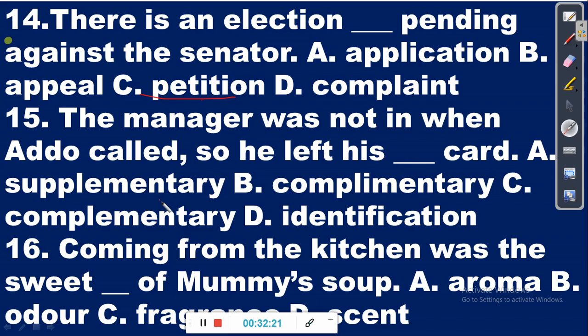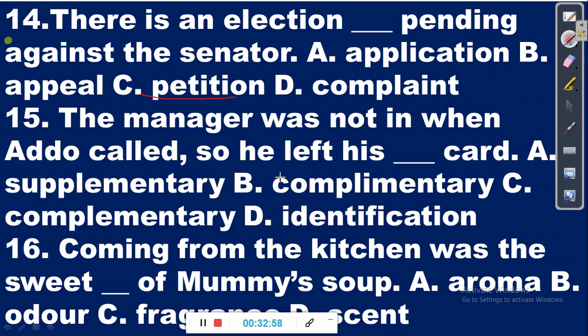Of course, supplementary does not even collocate with card, because you can talk of a supplementary list. The word supplementary here means additional. When you have admission into a university, for instance, the first list of those who are admitted can come in, and when there is an additional list of those admitted, you call it the supplementary list. So that is a different thing. It can collocate with list, but certainly not with card. All right. B, we have complimentary.